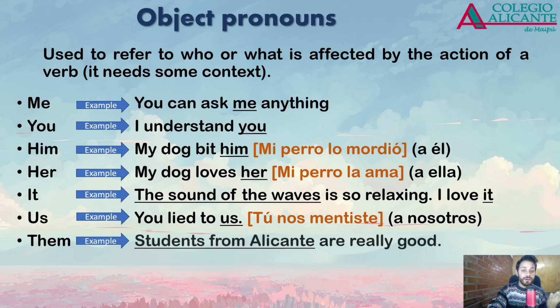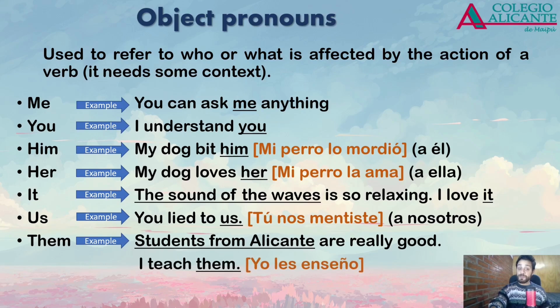And finally, our last example has the same rule as him, her, and it, that we need some context. So I'm saying here, students from Alicante are really good, and I teach them. Who are them in this case? Students from Alicante, and that is the context that we're looking for. So that is the explanation of object pronouns.